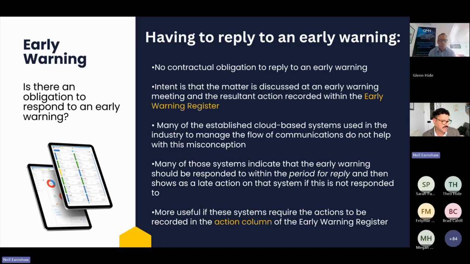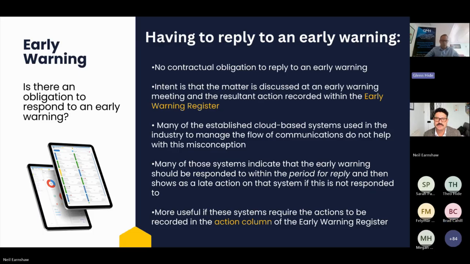Glenn, I'll hand over to you now. Brilliant. Out of interest, Brad, with contract B, how do you deal with that? Is it mandatory to respond to an early warning or not within contract B? So we don't mandate the response to an early warning within contract B, and we actually allow for people to issue early warning actions and early warning meetings within the system as well. And we don't include the early warning responses in the overall compliance score of a contract either.